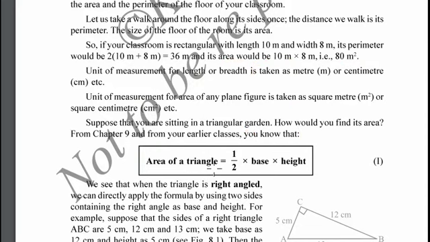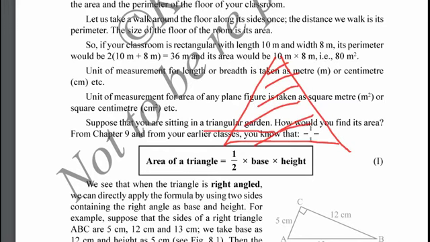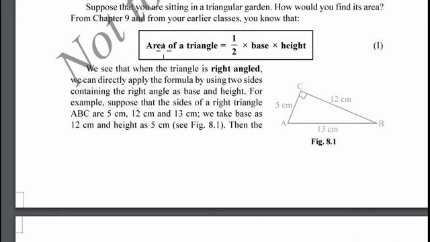Imagine you are sitting on a triangular garden. How do you find the area of this triangular garden? Area of triangle is given by half times base into height. Why 1 by 2, half?